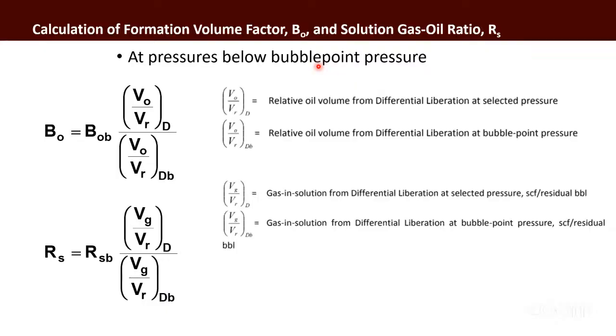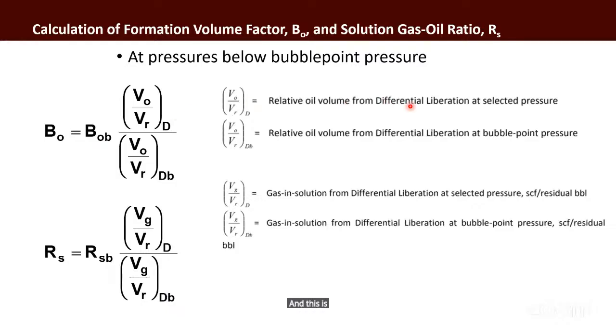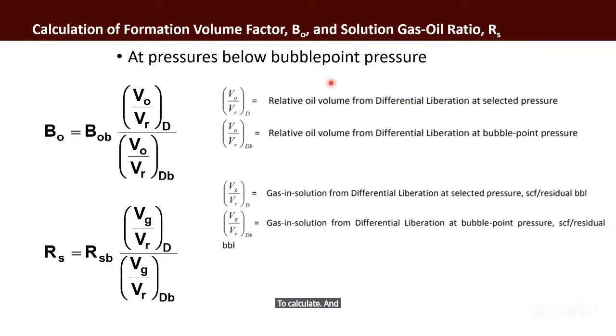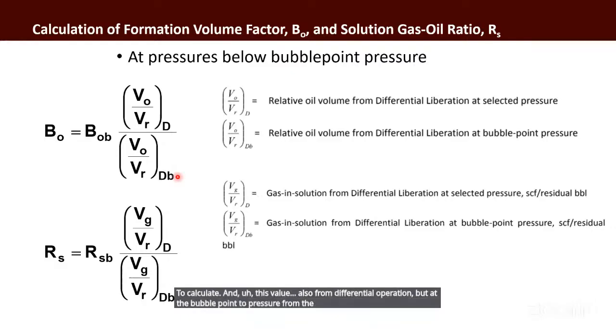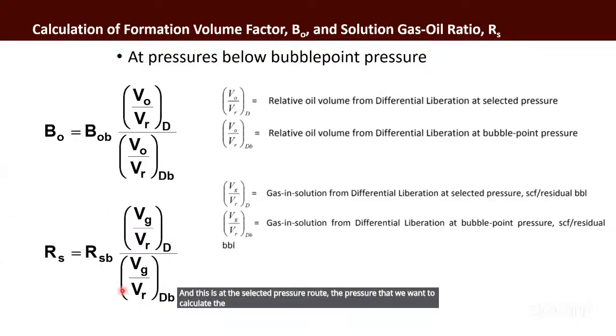For the pressures below the bubble point, we will have these values. Beta OP is the value from the separator test, and this is the relative oil volume from differential liberation at the selected pressure that we are going to calculate, and this value is also from differential liberation, but at the bubble point pressure. Similarly, we will calculate the RS: this is the RSP from the separator test, and this is at the selected pressure, the pressure at which we want to calculate the RS, and here it is also from the differential liberation, but at the bubble point pressure.